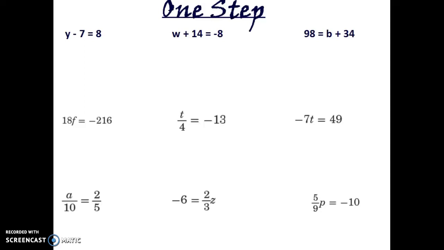Hey, so today, that rhymes. Yeah. We're going to solve some one-step equations, two-step equations, combining like terms, and distributive property equations.